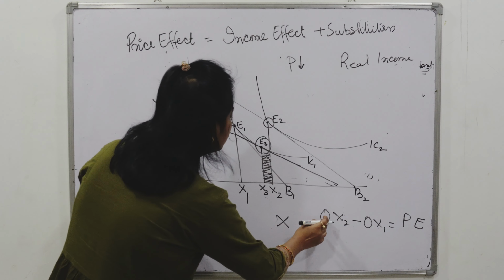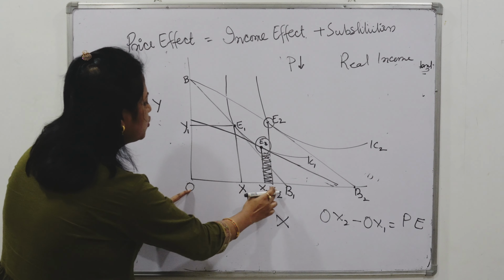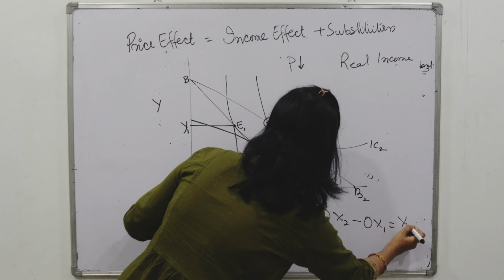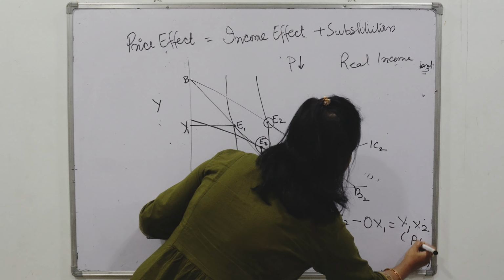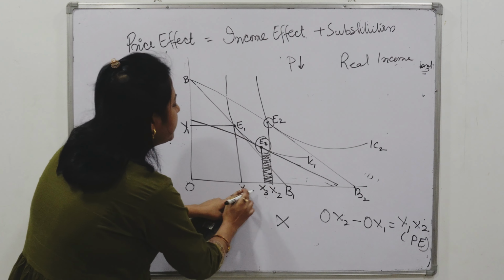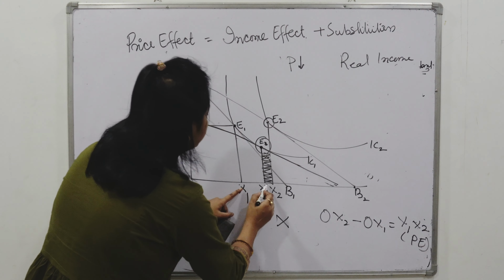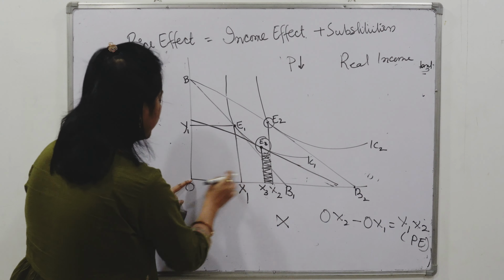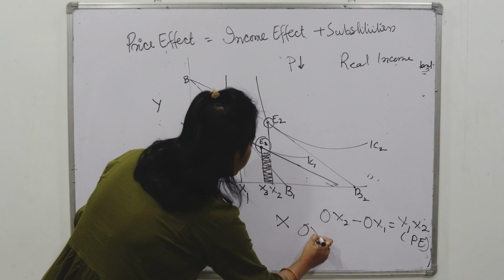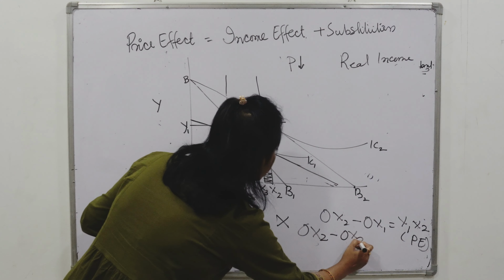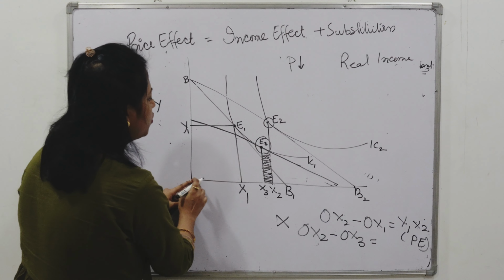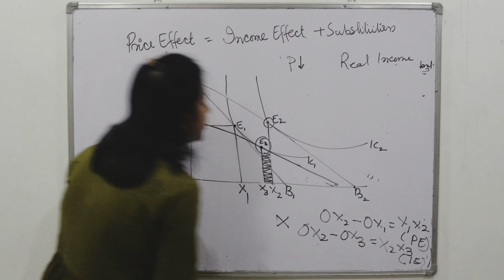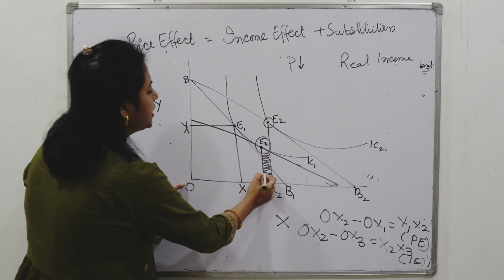So my price effect is OX2 minus OX1, that is equal to X1X2. This is my price effect. Now from this price effect, if I subtract OX2 minus OX3, I get X2X3. This is known as the income effect, IE. So I got the income effect.